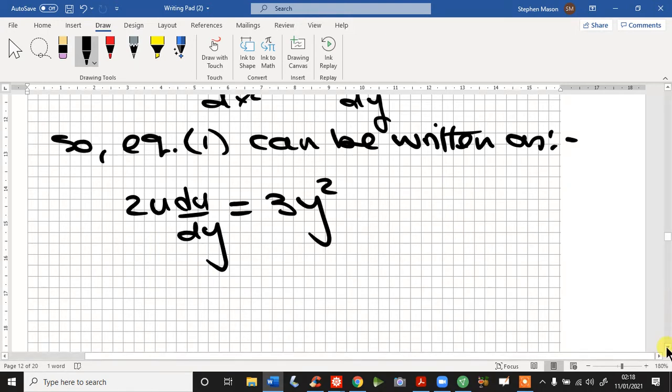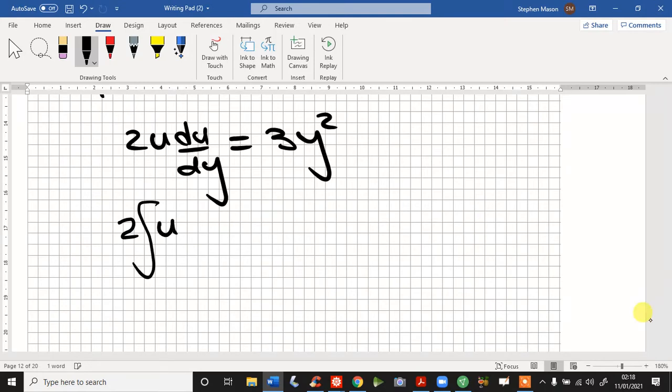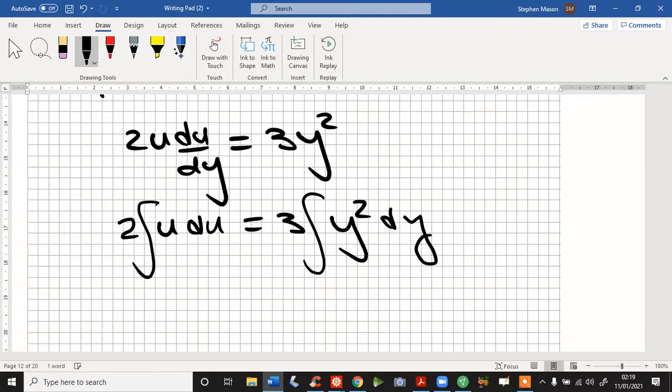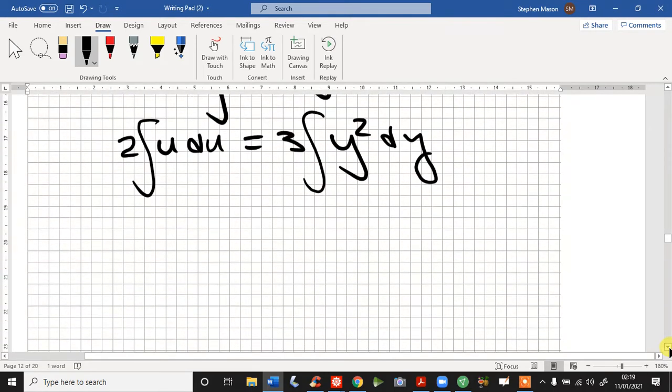Okay, so now we can integrate this very easily. The 2 and the 3 are just constants, so they can be written outside the integral signs. So we get 2 times the integral of u du, and that's equal to 3 times the integral of y squared dy. Right, so we've effectively separated variables and we're integrating with respect to y or dy.